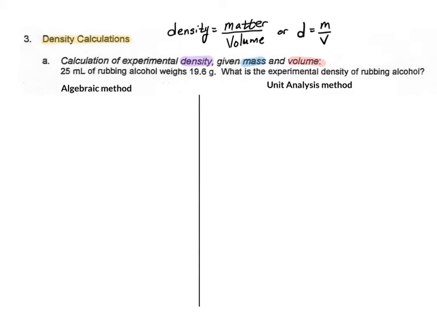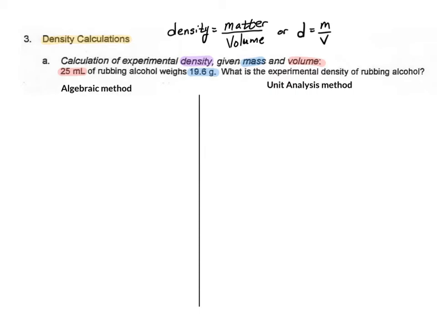Reading through the question, we have 25 milliliters of rubbing alcohol, which weighs 19.6 grams. We want to know what is the experimental density of the rubbing alcohol. The first thing we're going to do is identify the mass. So which of these numbers is the mass? You should see that it is 19.6 grams. Then we're going to find out what is the volume, and in this case the volume is 25 milliliters.